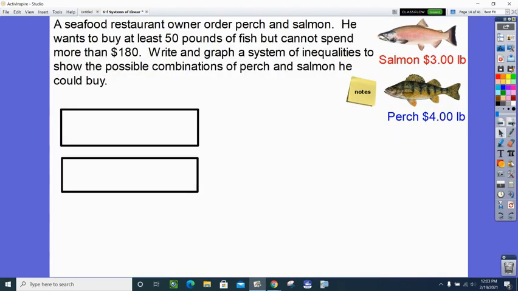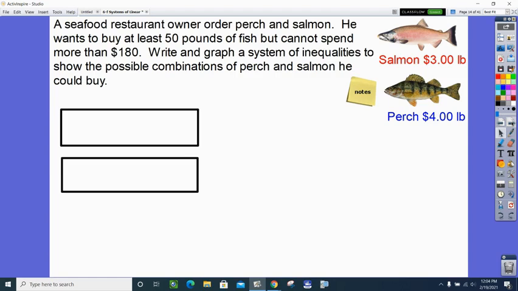Okay, last problem. Let's talk about where we use this. A seafood restaurant owner ordered perch and salmon, and he wants to make sure that he has at least 50 pounds of fish. He cannot spend more than $180. You're going to write and solve a system of inequalities to show the possible combinations of perch and salmon he can buy. So this is back to a system. We had a whole worksheet on equations. Can you come up with two, this time, inequalities?